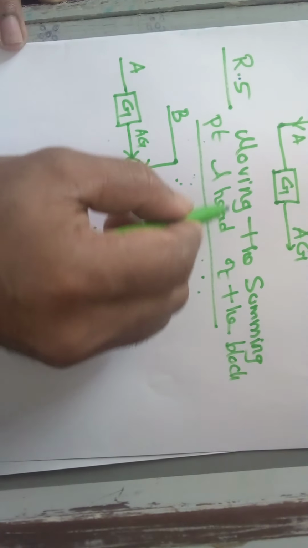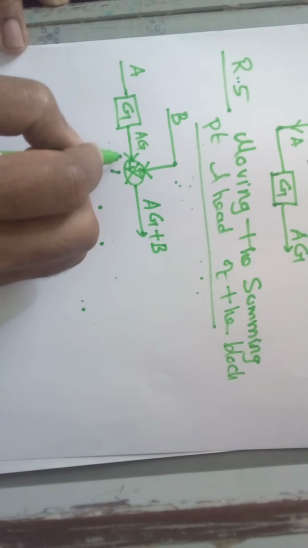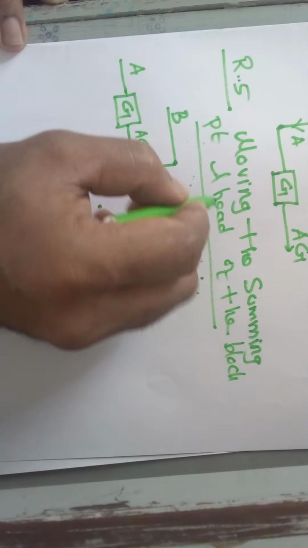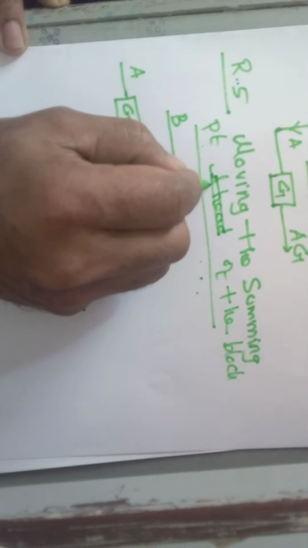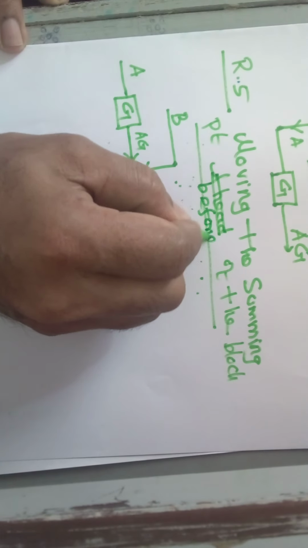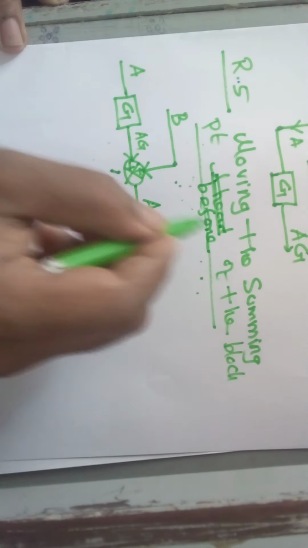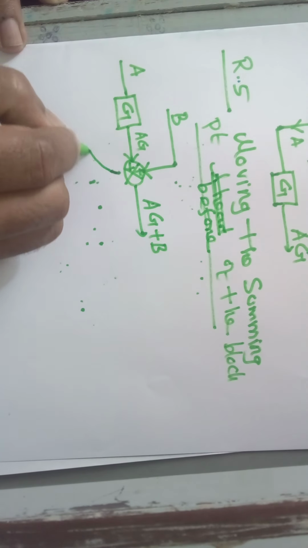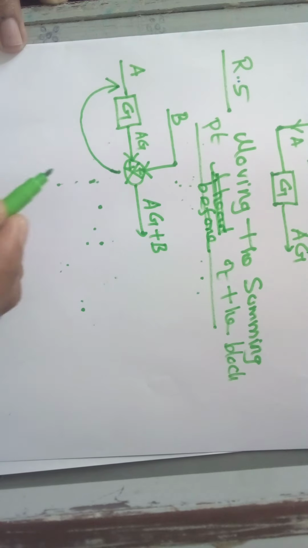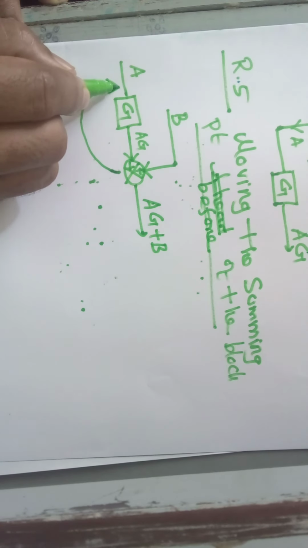Sorry, this is moving the summing point. So this situation is moving the summing point before the block. Okay, before the block, right? So now I want to move the summing point before this block, right? I want to move this to here.